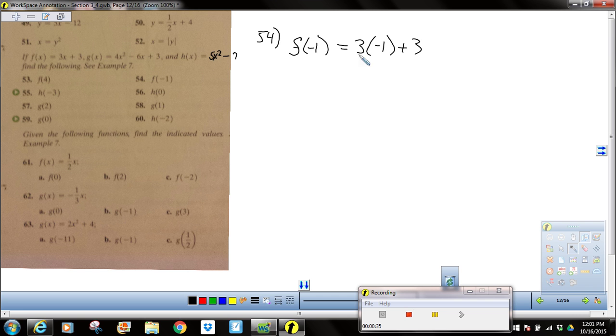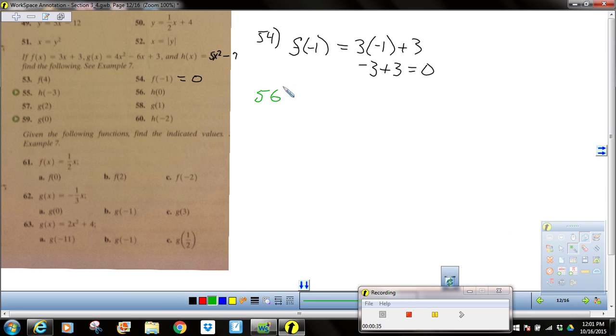So here we go. 3 times -1 is -3, plus 3 is 0. So f of -1 equals 0. With an input of -1, the output is 0. So it's actually pretty simple, isn't it? Okay, I'm going to change colors so that you know I'm on a separate problem.